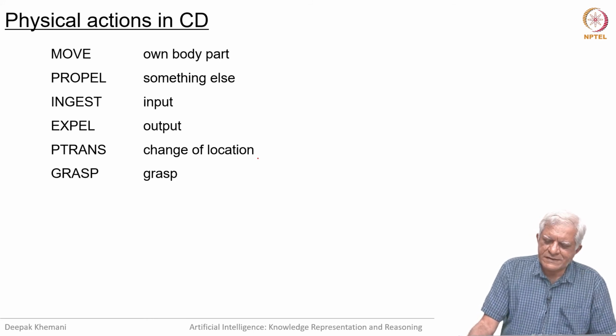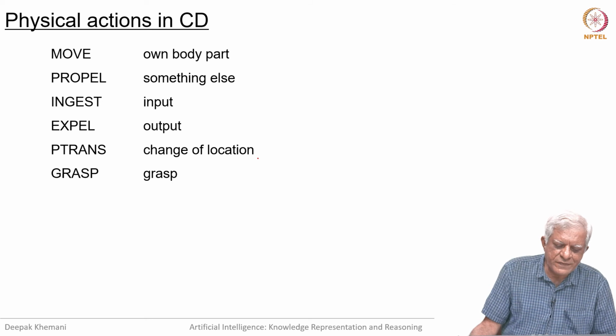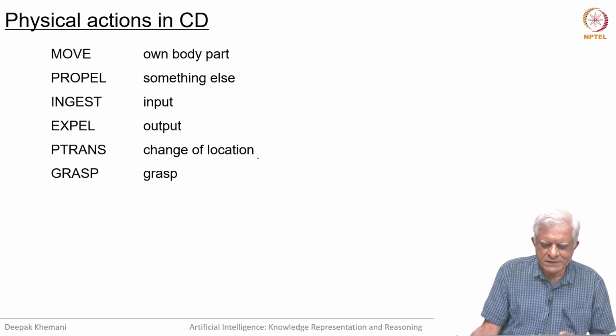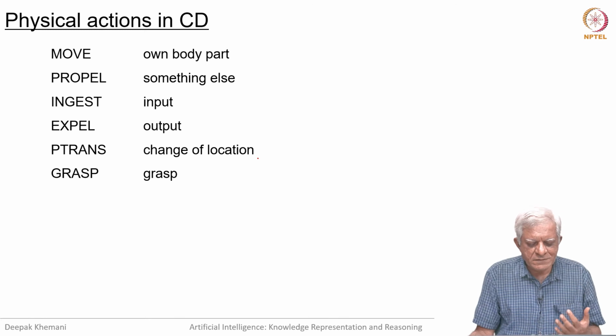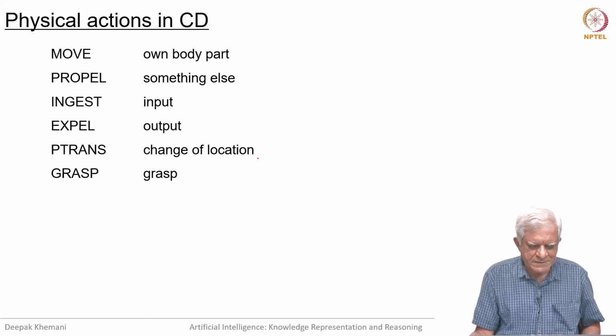So, the physical actions that CD theory uses are the following. We have move own body part, that means only sentient beings can move their parts. Propel is to apply force, ingest is eating, expel is output, P-trans is change of location, grasp is grasp. We have seen that.